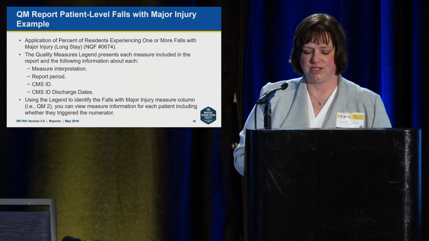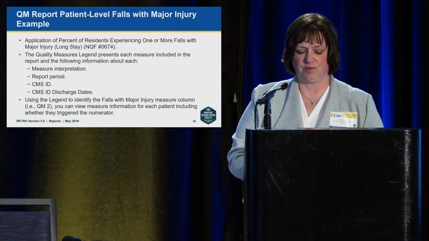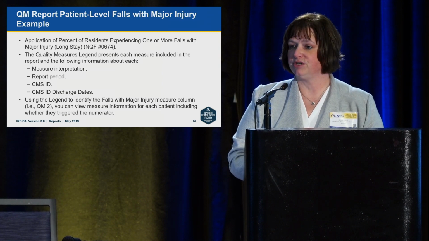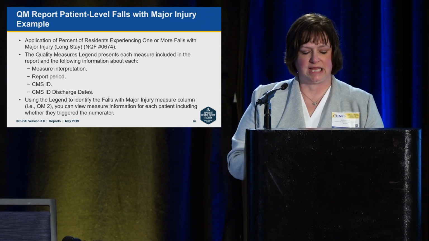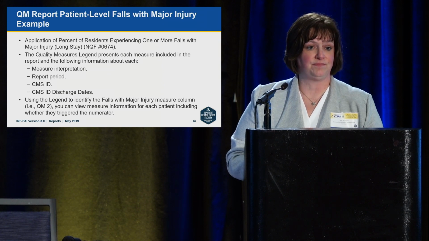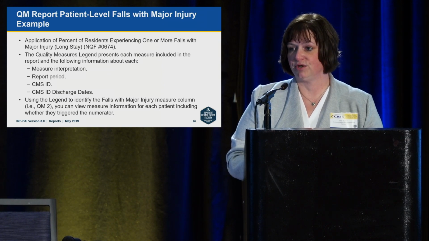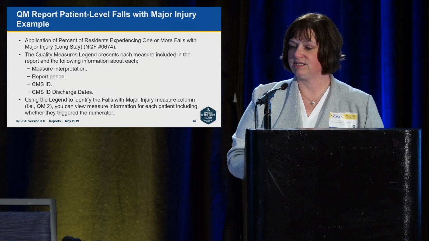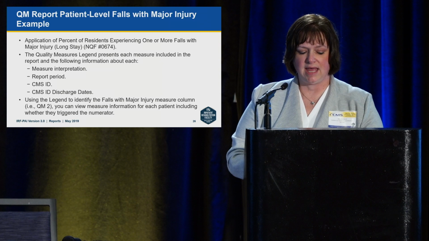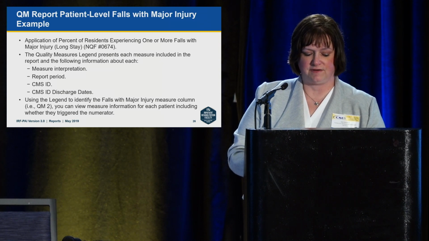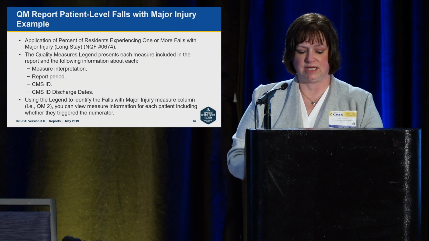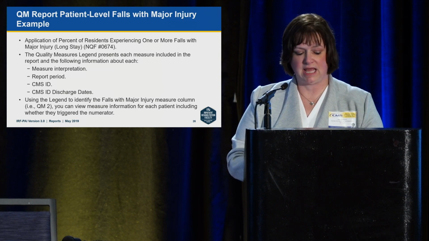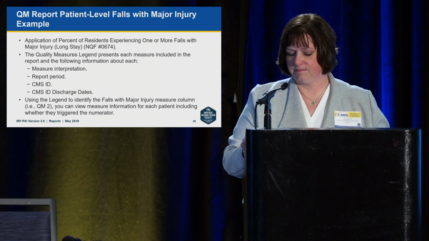The quality measure legend section will display, and it will present each measure included in the report, including the following information: a measure interpretation, and by measure interpretation, that means is it a desirable outcome measure, an undesirable outcome measure, or a change in functional status. It will identify the report period, the CMS ID, and the CMS ID discharge dates. And using the legend, you will be able to identify the measure for each patient included in that particular reporting period and whether they triggered the numerator. So let's take a look now.